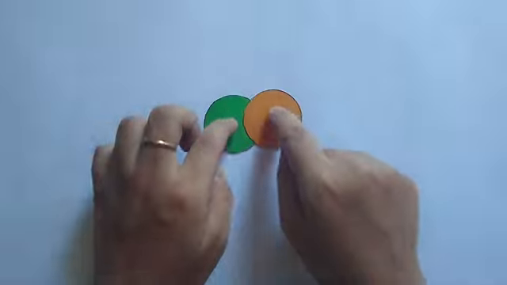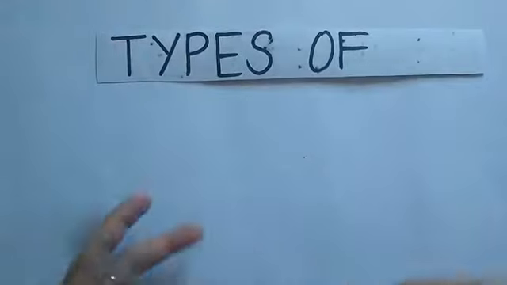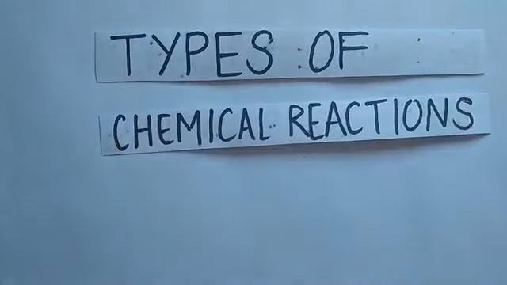So let us continue with the first chapter in chemistry, which is chemical reactions and its equations. So what did we previously learn? We learned that any chemical reaction either makes a bond or breaks a bond, right? Now, because of this making and breaking of a bond, there are different types of chemical reactions that are formed. So today we will be learning about different types of chemical reactions.